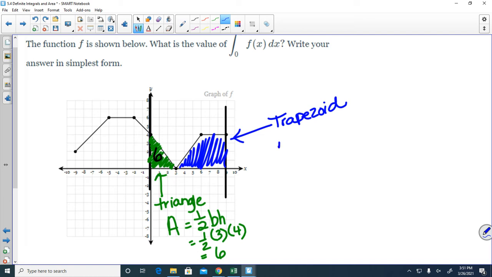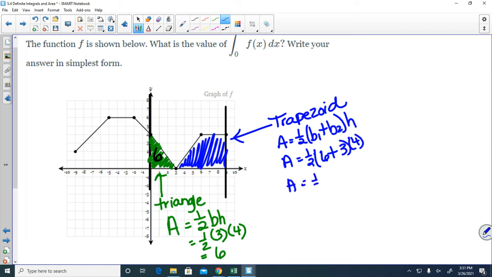And I know that the area of a trapezoid is 1/2 times base 1 plus base 2 times the height. So the area of this trapezoid is 1/2. The bases are always parallel. So from 3 to 9 would be 6, plus from 6 to 9 would be 3. And the height is perpendicular to the base. So this height is 4. So the area would be 1/2 times 9 times 4. That's 1/2 of 36. So this area is 18.